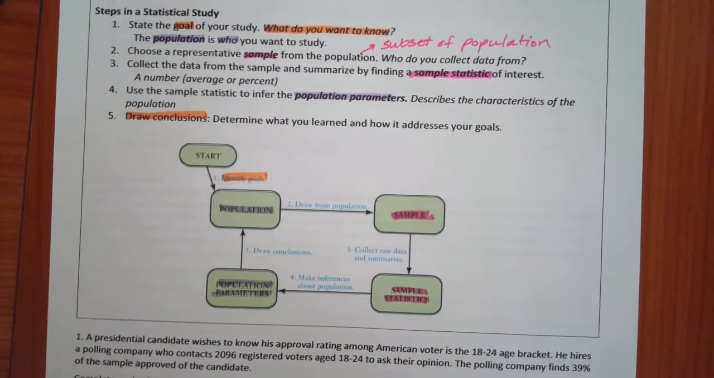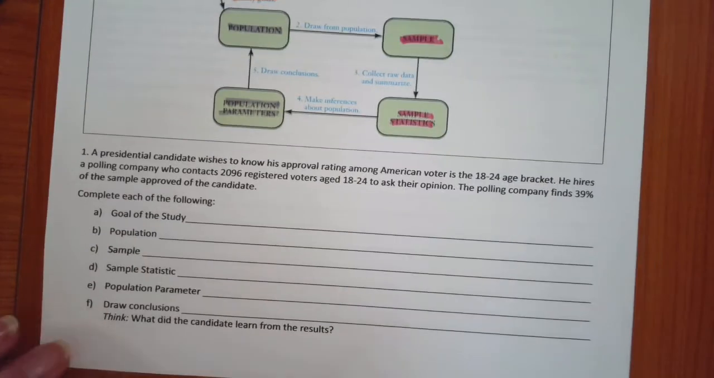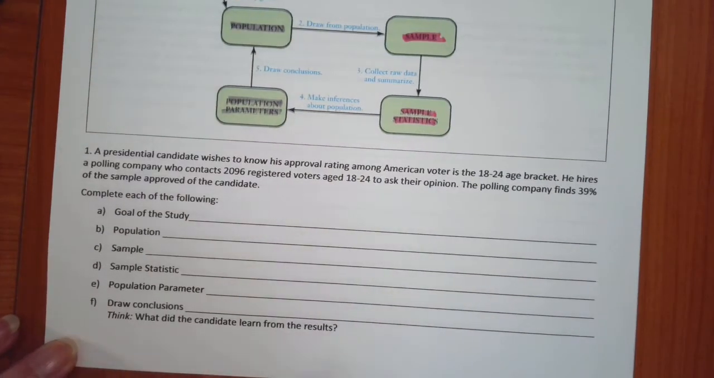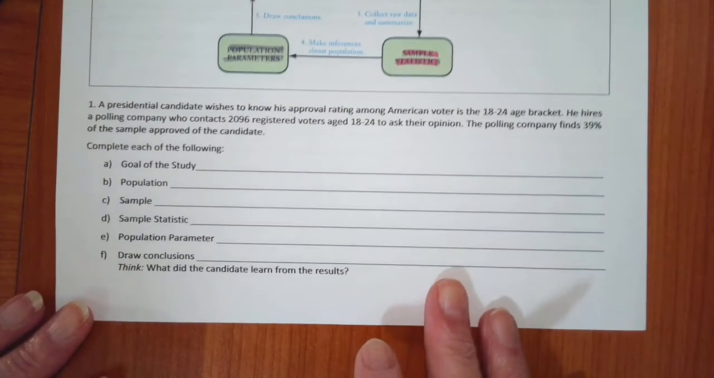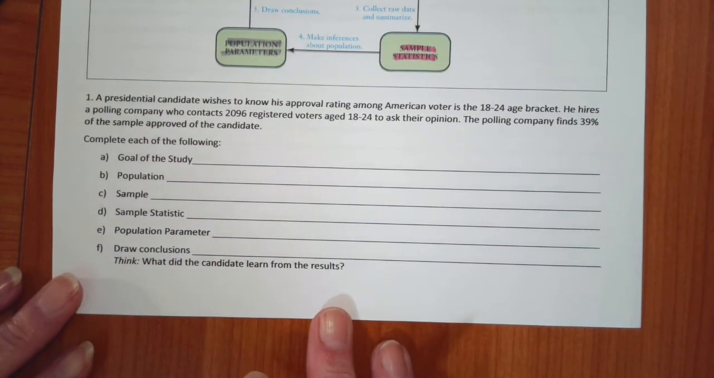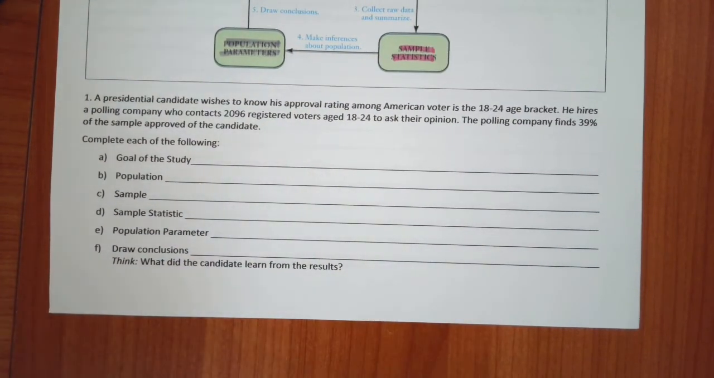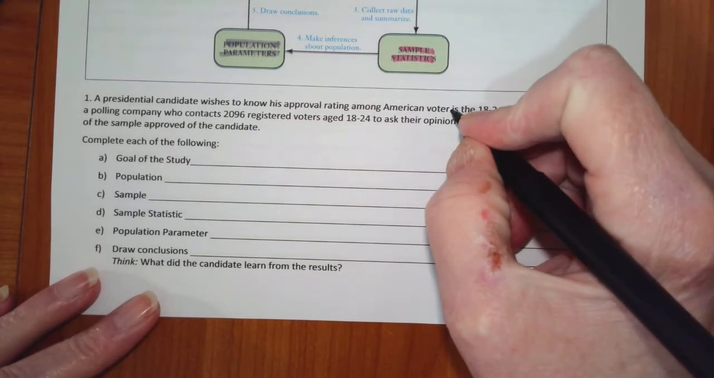Now, I reprinted this because I added a little bit of stuff from class, which is how to think about the conclusion, because I know that that was a little bit confounding to some students last night. Okay, so a presidential candidate wishes to know his approval rating among American voters in, and I forgot to correct the typo, in the 18 to 24 bracket.